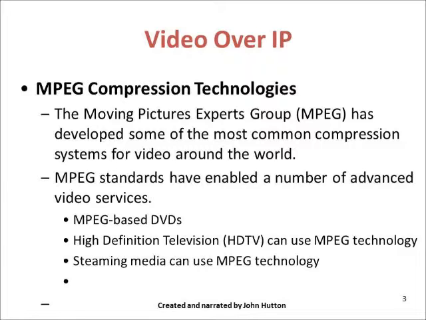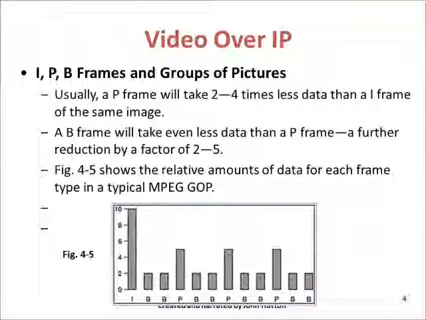The Moving Pictures Experts Group has developed some of the most common compression systems for video around the world and given these standards the common name of MPEG. Not only did this group develop video compression standards including MPEG-1, users of any MPEG system will quickly encounter a variety of frame types including I-frames, P-frames, and B-frames, as well as the term GOP, group of pictures.